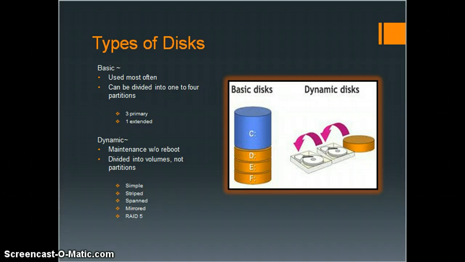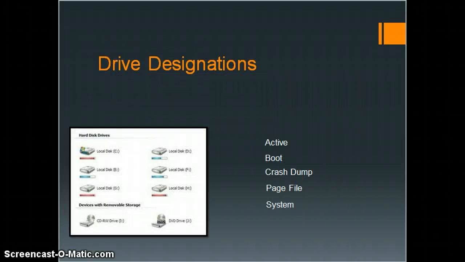Dynamic disks enable the user to perform disk maintenance without having to reboot the system, which is very useful in many situations where shutting down would curtail productivity. Dynamic disks can also be divided into volumes, not partitions. There are different kinds of volumes to choose from, and the choice is dependent upon the use of the hard drive. To successfully work with basic and dynamic disks, it is good to understand the 5 types of drive sections available: active, boot, crash dump, page file, and system.